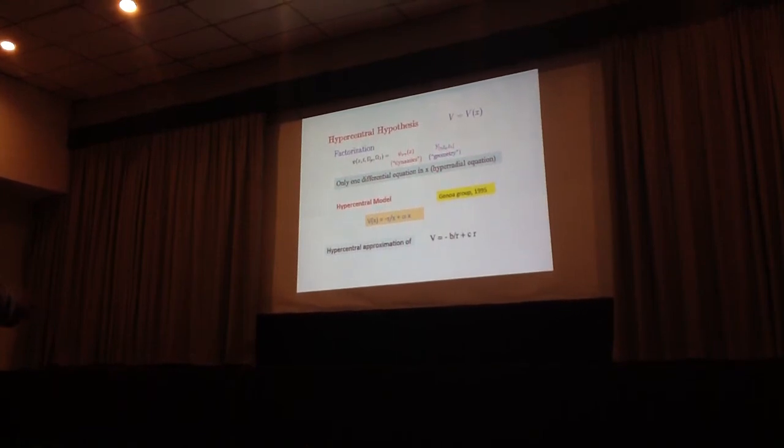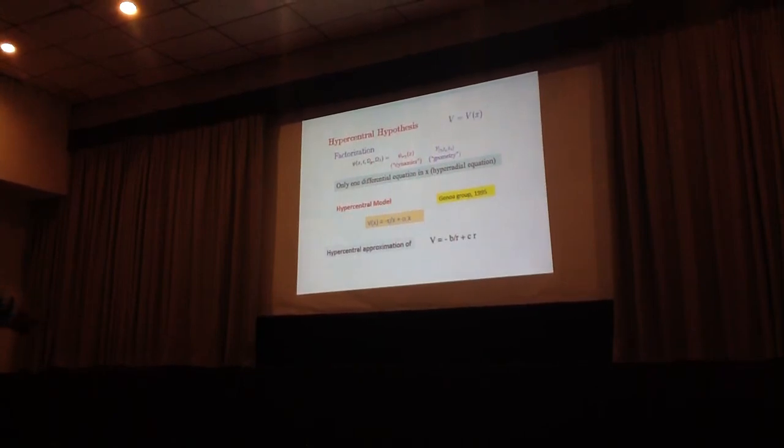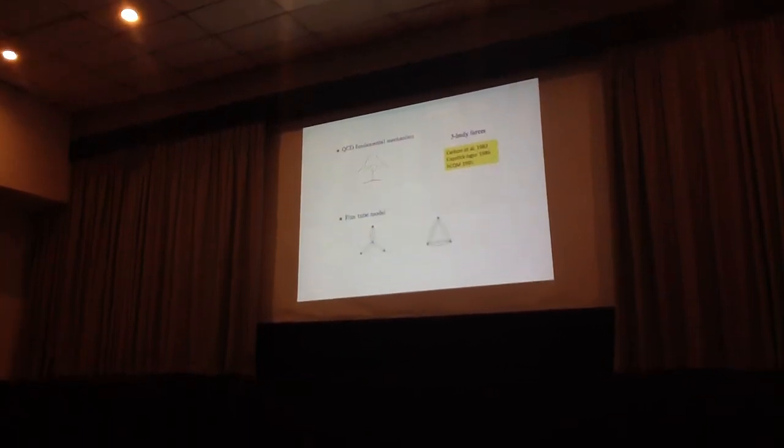In this way, we have only one differential equation, which has to be solved in order to obtain the wave function. This is the basis of the hypercentral model. In general, I have assumed a particular form of the potential, a so-called hypercoulomb term plus a linear confinement term. This potential can also be considered in some sense the hypercentral approximation of a two-body potential, which is of course similar to the Cornell potential.